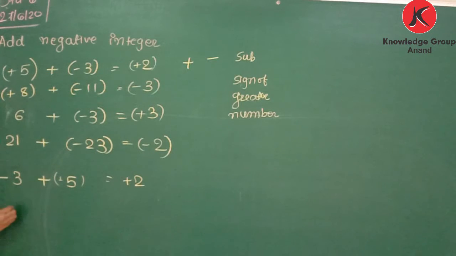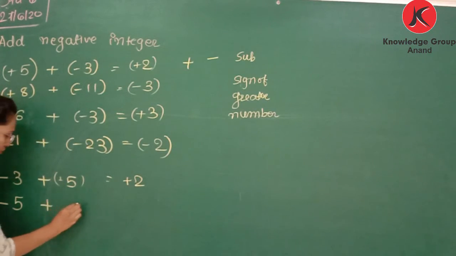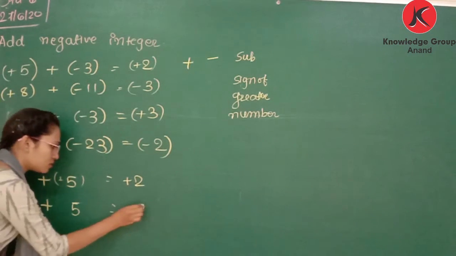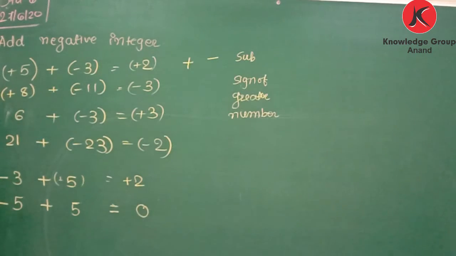Now let's take one more example. Minus 5 plus 5. Minus 5 and plus 5. One negative, one positive. Subtraction of numbers, 5 minus 5 is what? 0. No need to write the sign.